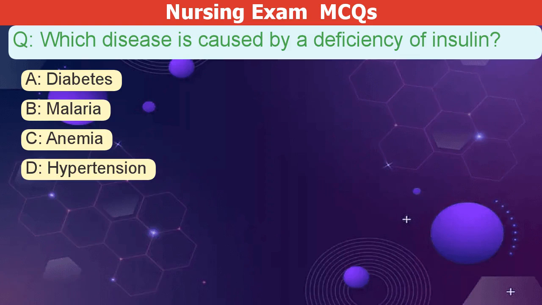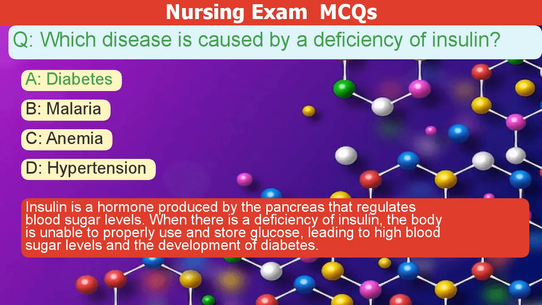Which disease is caused by a deficiency of insulin? A. Diabetes. B. Malaria. C. Anemia. D. Hypertension. The correct answer is A. Insulin is a hormone produced by the pancreas that regulates blood sugar levels. When there is a deficiency of insulin, the body is unable to properly use and store glucose, leading to high blood sugar levels and the development of diabetes.